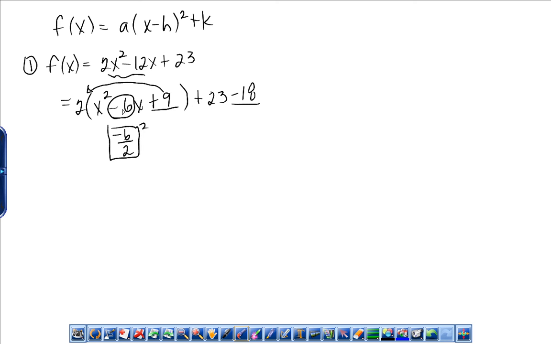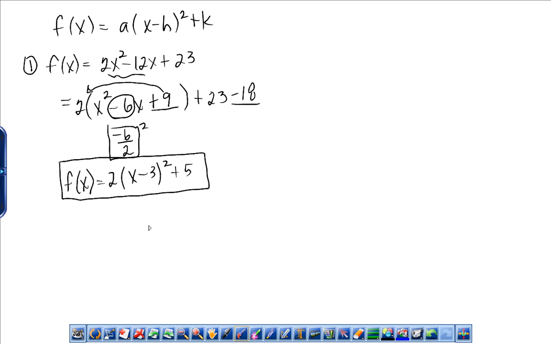I basically have finished my problem, so I'm going to say f of x is equal to, I still have my a value, which is 2. I have an x. The box tells you what is inside this. So this is minus 3, this quantity squared. Then take 23 minus 18, and this is what's outside. This is your k. This is now in vertex form.